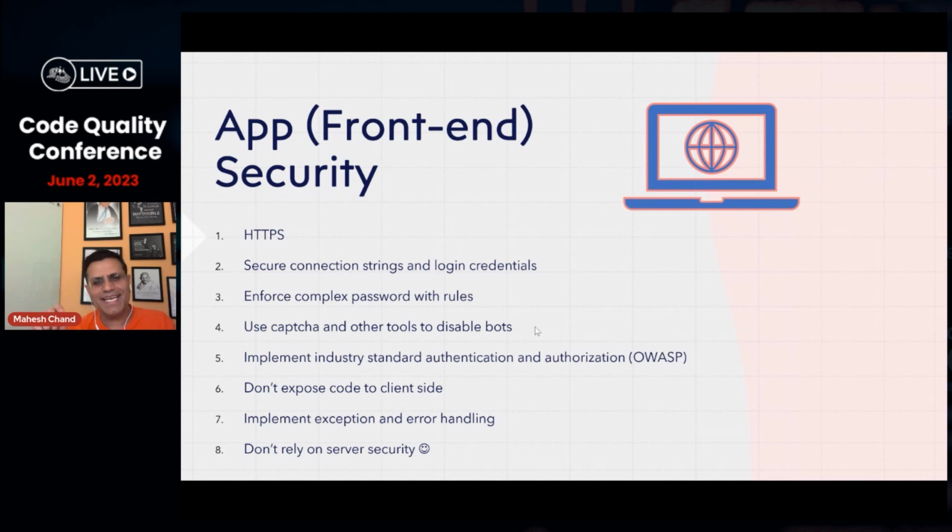So when you are architecting your new software, you make sure that all these are written there for developers: what kind of complex password you want to implement, where do you want to store your connection string, are they encrypted or not, same thing as HTTPS, right? If you are asking user to put some inputs, you make sure you have captcha and other tools, and make sure the bots are not enabled.